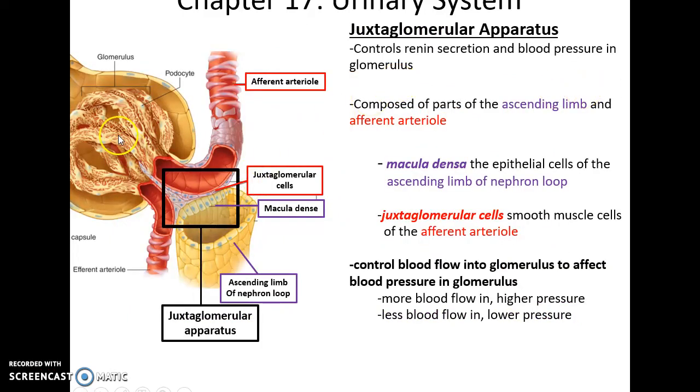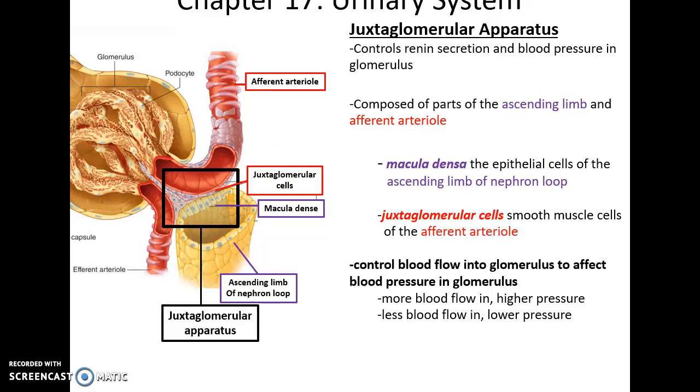We find near the glomerular capsule a structure called the juxtaglomerular apparatus. This helps to control the secretion of the hormone renin and also the blood pressure in the glomerulus. Turns out the glomerulus is at very high blood pressure for capillary beds, and so it needs to be controlled very carefully. The juxtaglomerular apparatus consists of part of the ascending limb of the nephron loop as well as the afferent arteriole. There are cells, the macula densa cells of the ascending limb of the nephron loop and the juxtaglomerular cells in the afferent arteriole that help to control the flow of blood into the glomerulus.